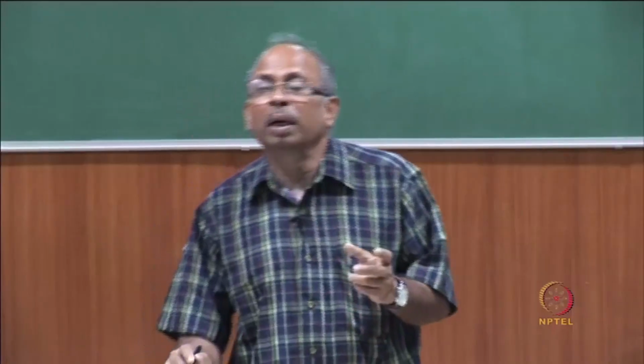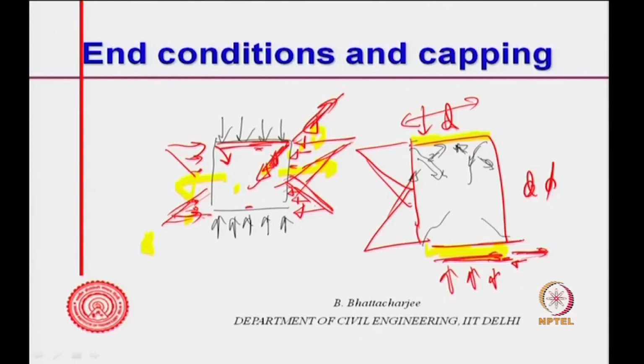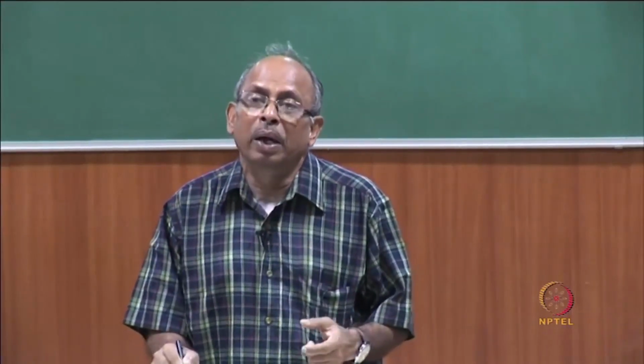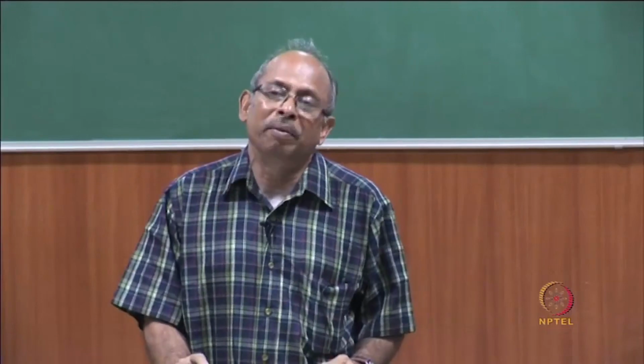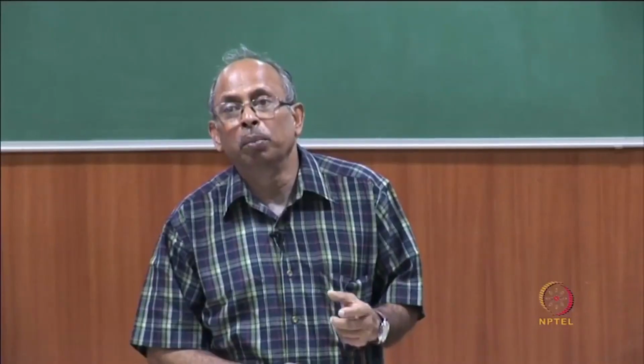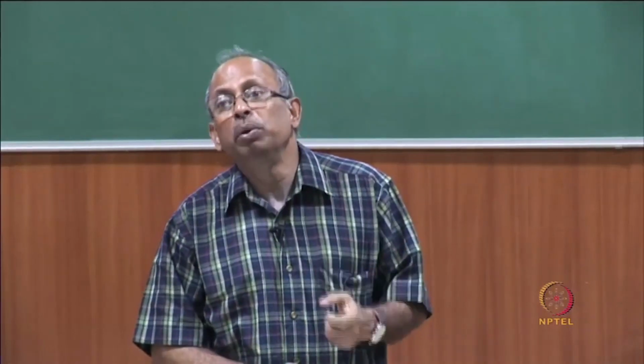So, the higher the Poisson's ratio of this capping material and the lower the modulus of elasticity of that material, the more it would tend to nullify the Platen effect. In other words, let me put it here: higher nu, where nu is the Poisson's ratio, divided by E, the modulus of elasticity, the stiffness. The more the modulus of elasticity, the less will be the movement. So, nu by E is important.